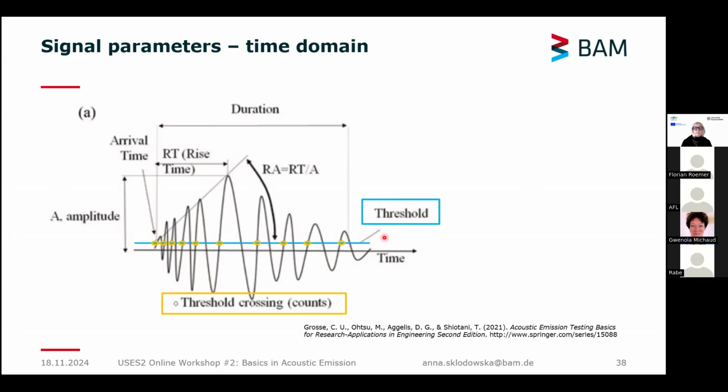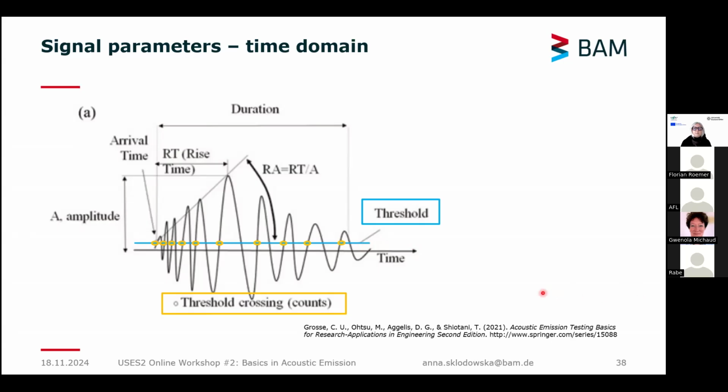Then we have the threshold crossings, which are called counts, and those are the number of times within the signal where the threshold is exceeded. So basically, whenever the amplitude crosses the threshold, we say it's a count. Like almost every acoustic emission parameter, counts are strongly dependent on the level of the applied threshold.